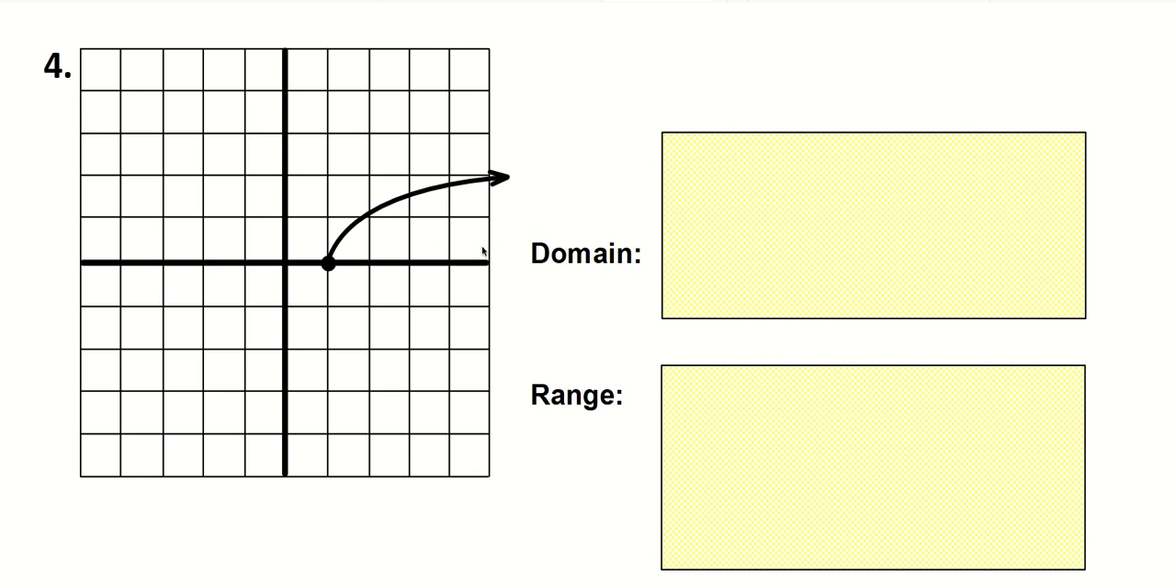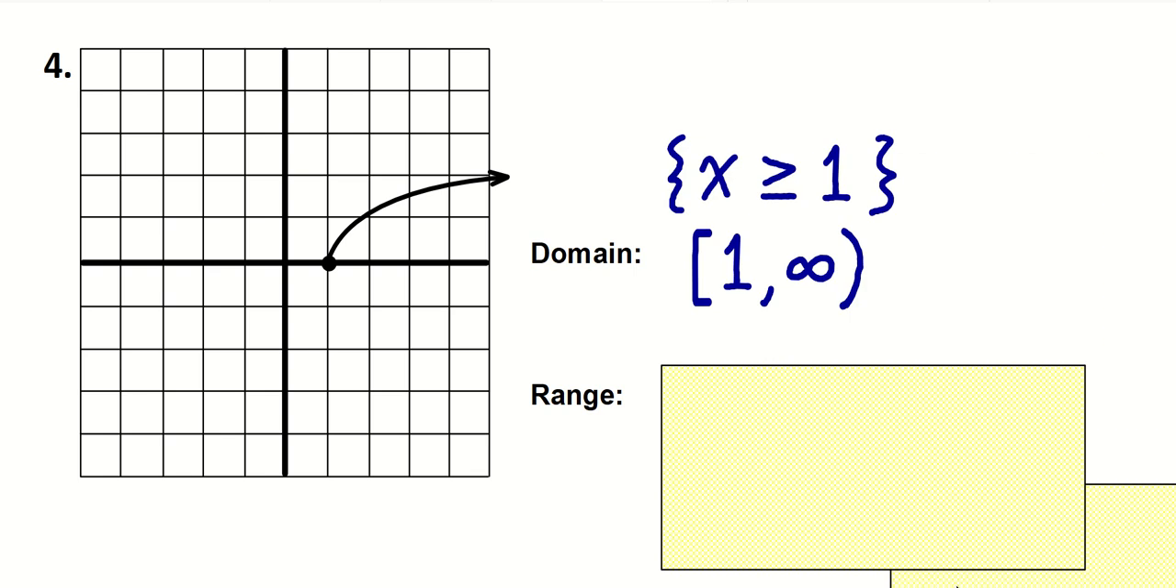So domain, the smallest x-coordinate, the farthest point to the left, is right here. What is its x-coordinate here? 1. But then it's going to go to the right forever. It's not going to have a largest x-coordinate, so we're going from 1 to infinity. In other words, all x values, every number that's greater than or equal to 1.